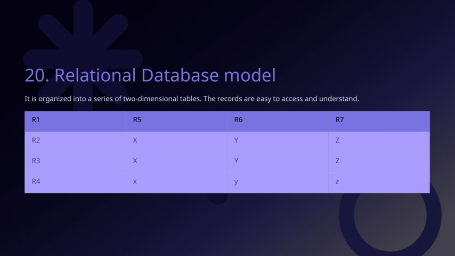Notice how the records are easy to read and interpret. This simplicity is one of the main strengths of the relational model. It supports efficient data management, making it easier to find, update, and analyze information. Connecting this back to our overall theme, the relational database model is fundamental because it provides a clear, organized way to handle complex data sets, enabling better decision-making, data integrity, and scalability.